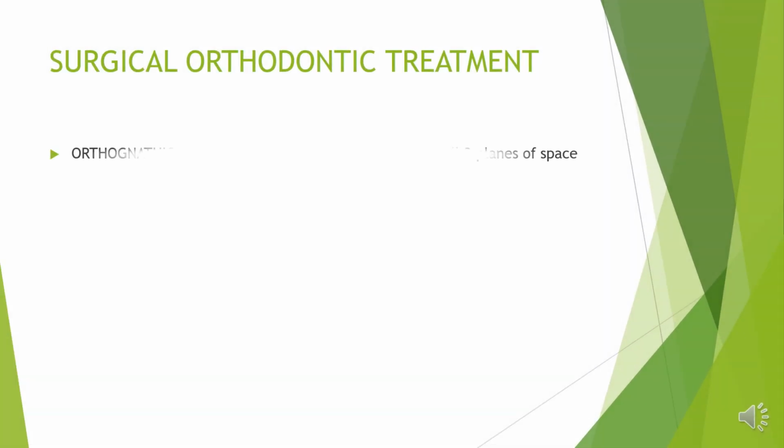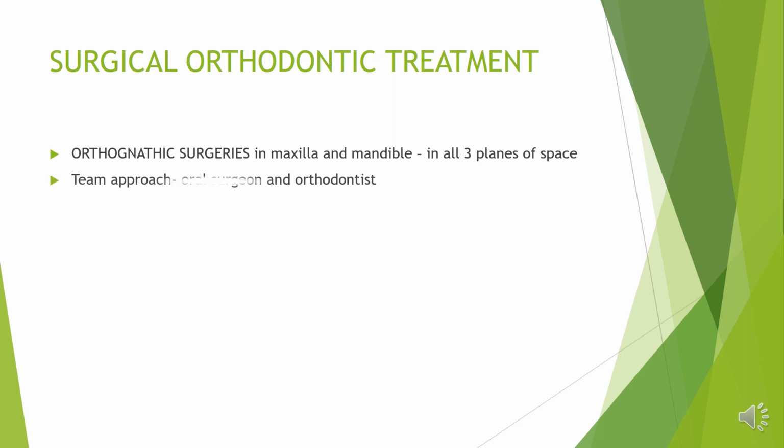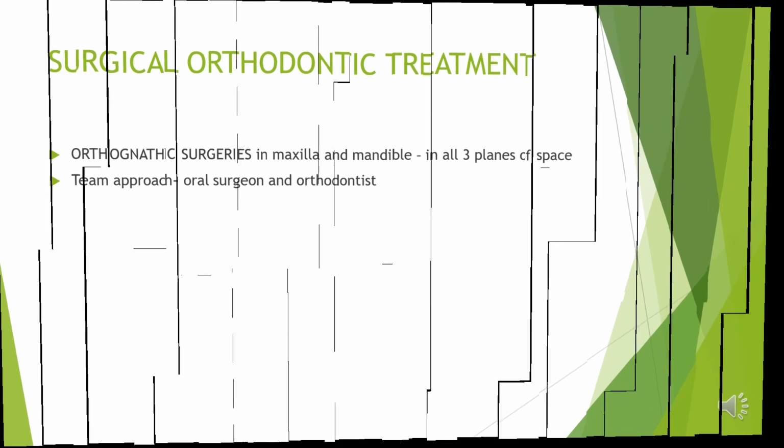Surgical orthodontic treatment comprises orthodontic surgery, which can be performed in the maxilla as well as the mandible to correct jaw discrepancies in all the three planes of space. It requires a team approach with the oral surgeon and the orthodontist being important members of the team.